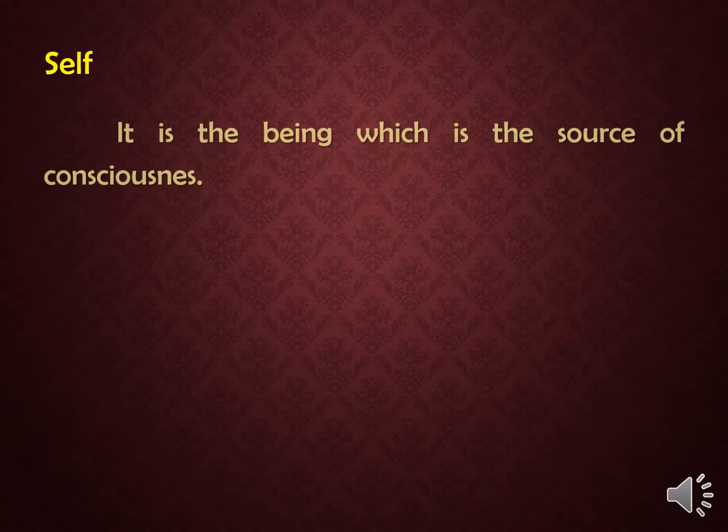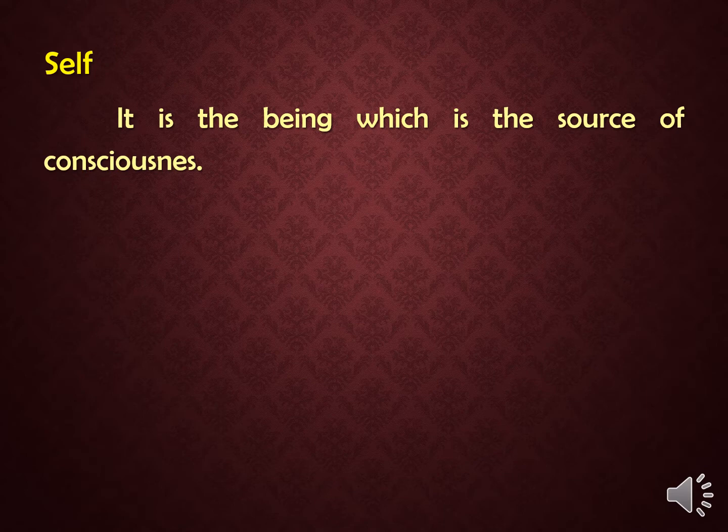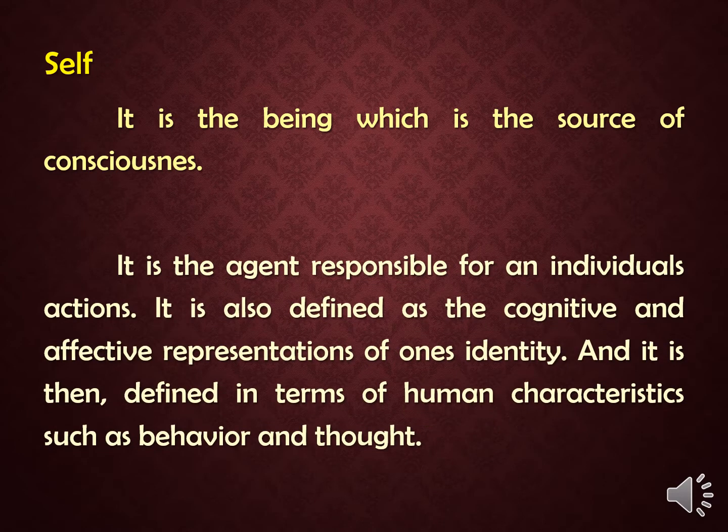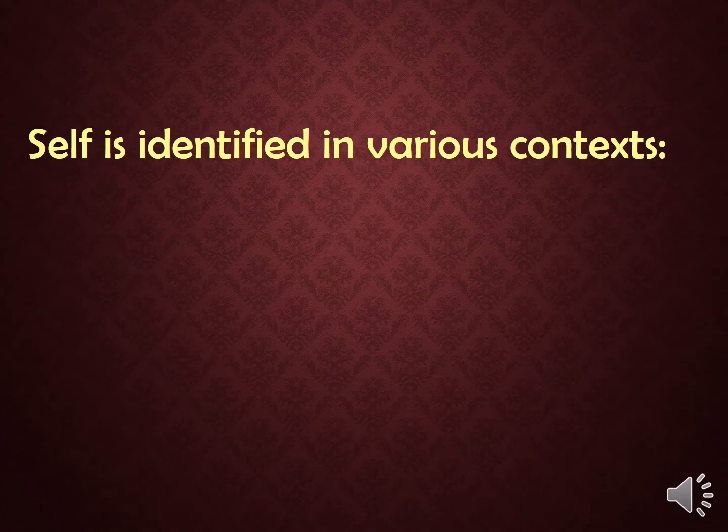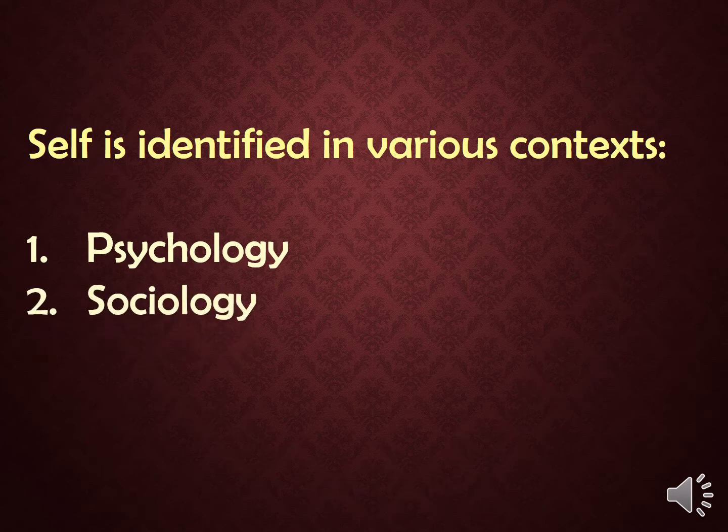What is self? Self is the being which is the source of consciousness. It is the agent responsible for an individual's actions. It is also defined as the cognitive and affective representations of one's identity. And it is then defined in terms of human characteristics such as behavior and thought. Self is identified in various contexts. What are those? First is psychology, second is sociology, and the third is religion.